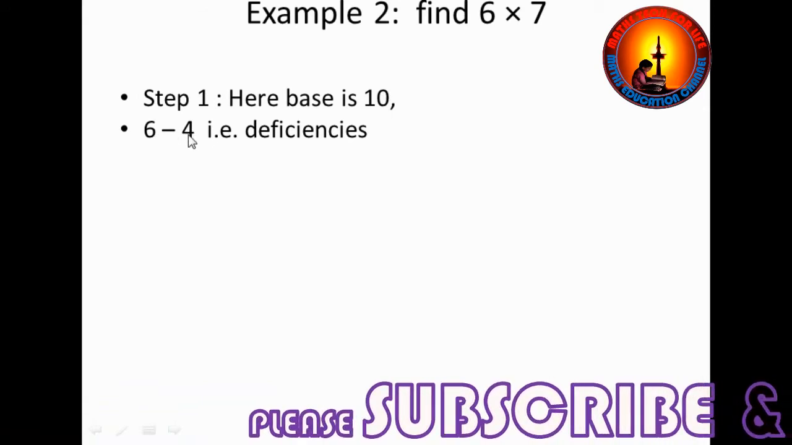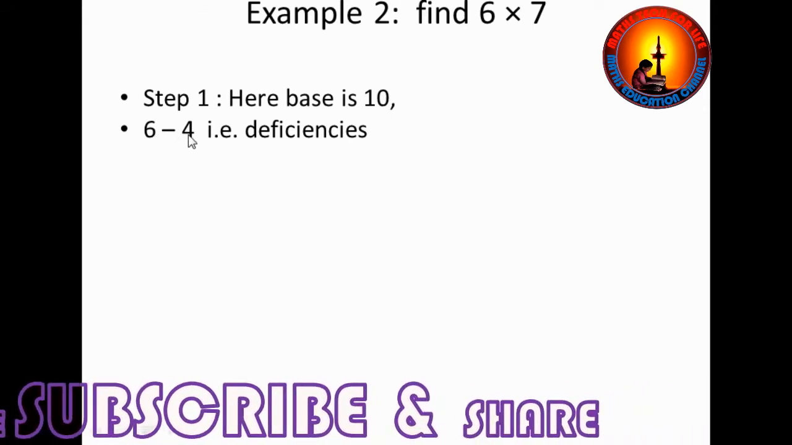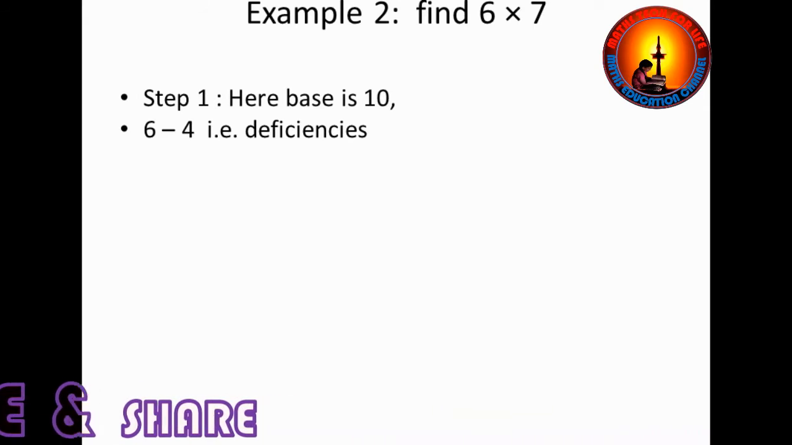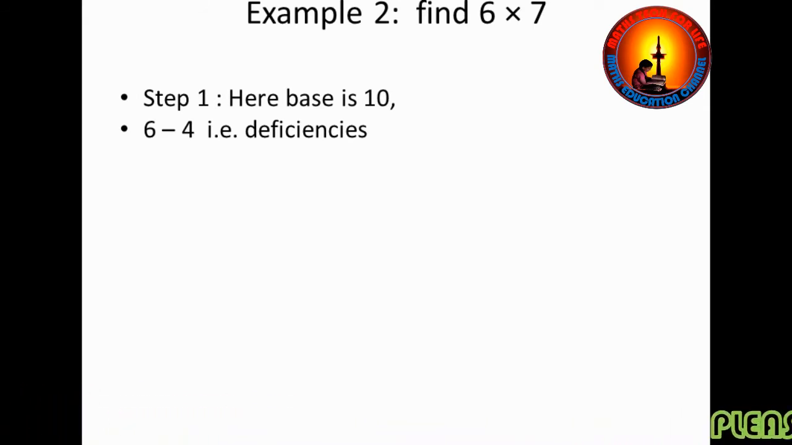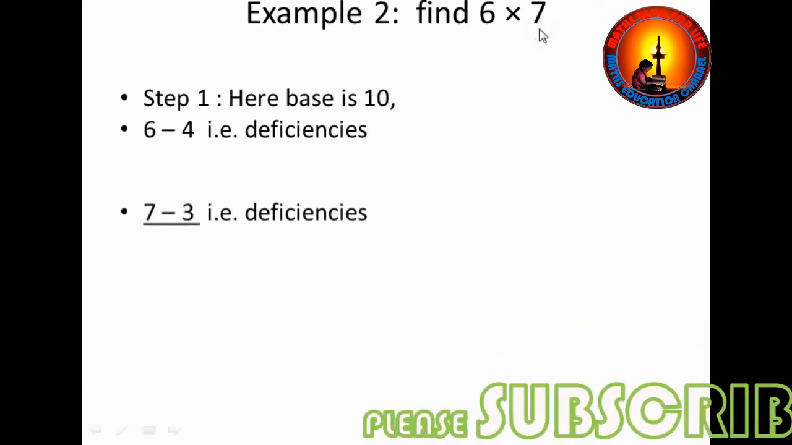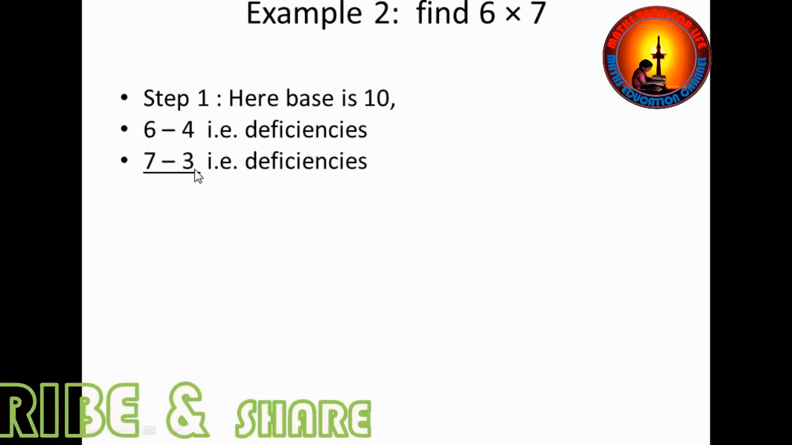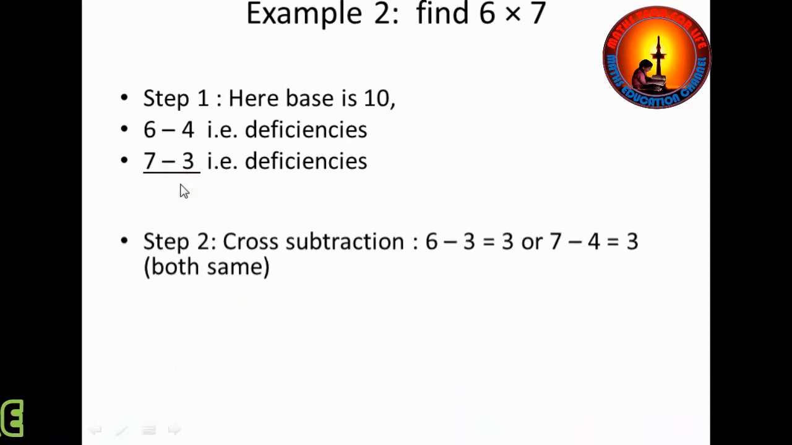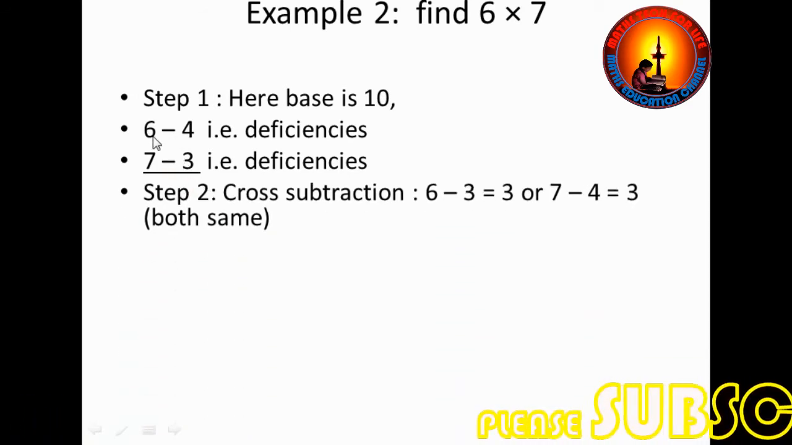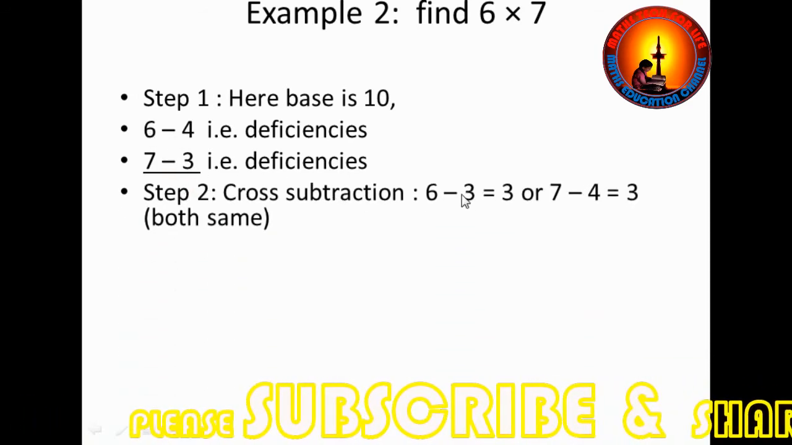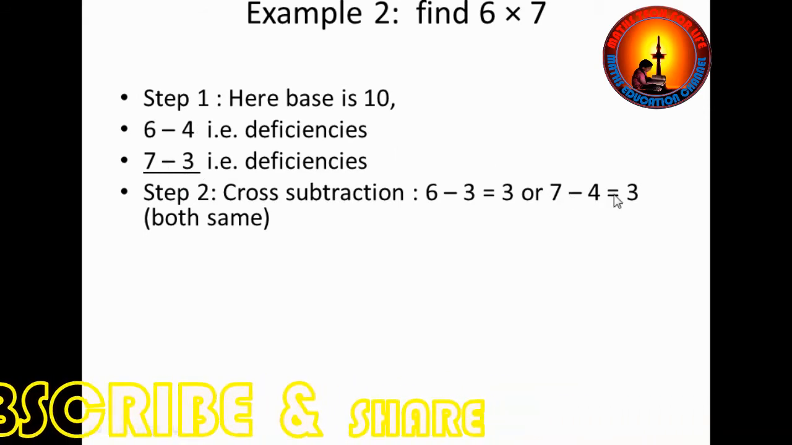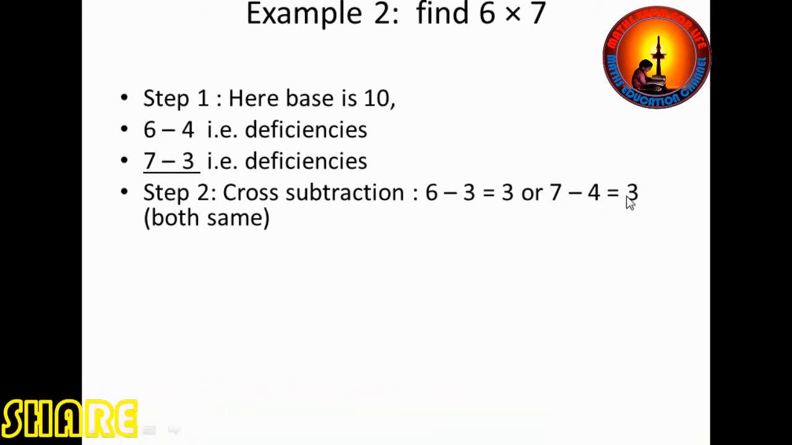That is, 6 is 4 less than 10. Then 7 is 3 less. So we have to write 6 to 4, 7 to 3. The next step is we have to cross subtract. Cross subtract 6 minus 3 is 3, and the same way 7 minus 4 is 3. This is our first digit.